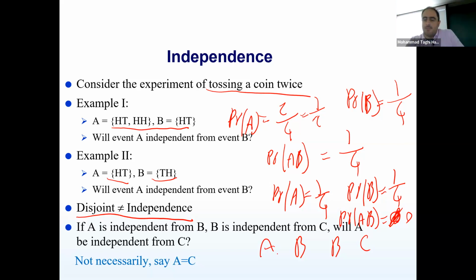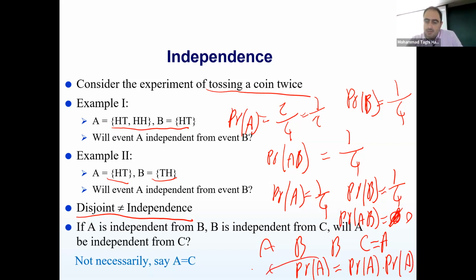But what about transitivity? A and B are independent. B and C are independent. Can we say A and C are independent? And the answer is not necessarily. Why? Consider essentially C to be equal to A. Good. So here A and B are independent. B and A are independent. But what about A and A? So in this case, we should have it. What is the probability of A intersection A? It would be probability of A. So that should be equal to probability of A times probability of A.